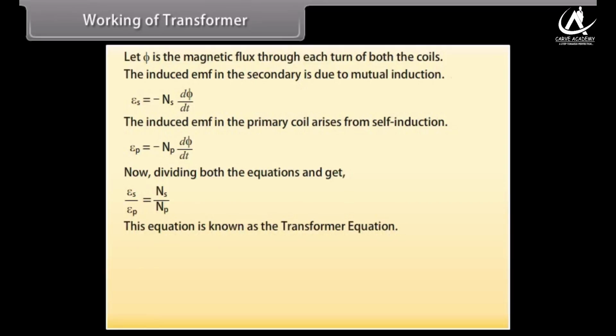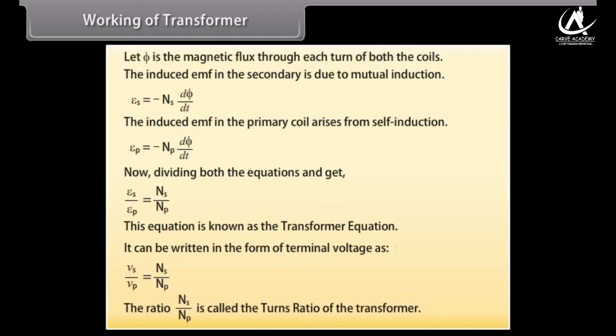This equation is known as the transformer equation. It can be written in the form of terminal voltage as Vs by Vp is equal to Ns by Np. The ratio Ns by Np is called the turns ratio of the transformer.